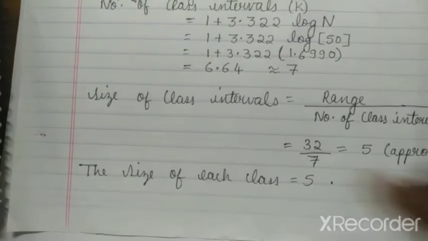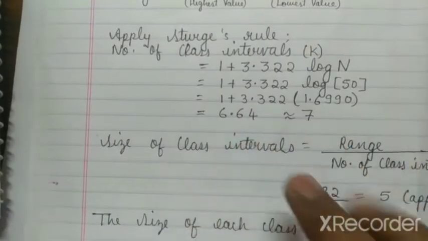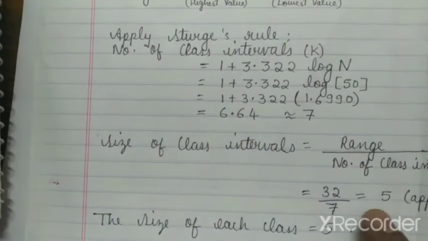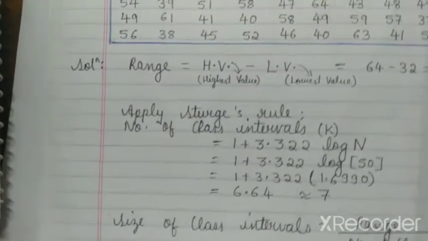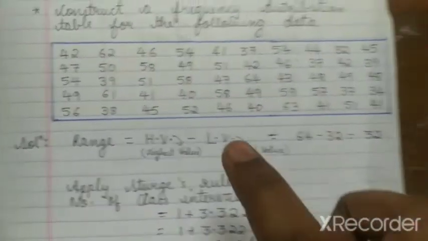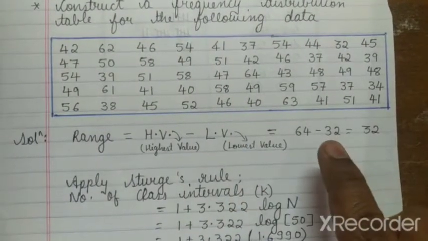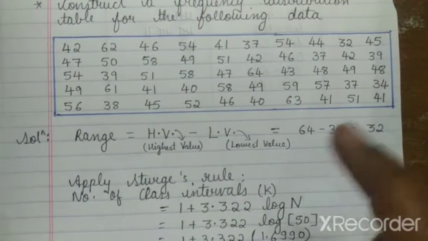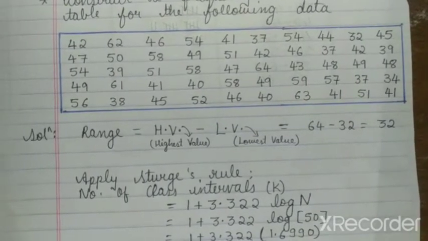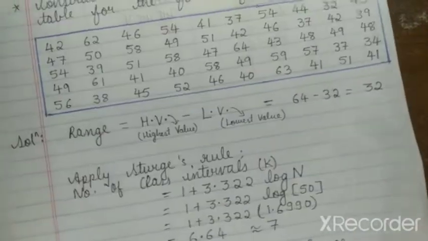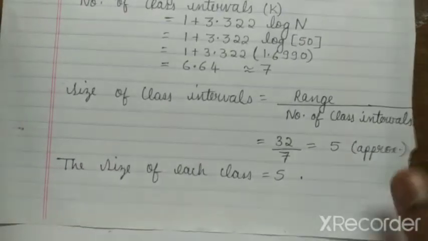Number of class intervals we have already found out, it is 7. Size of each class is 5. Okay, so let us see what is the minimum out of this. We know that the lowest number here is 32. So I can start the class from 30, a round number I'll take. So the classes will be like 30 to 35 because the size is 5.